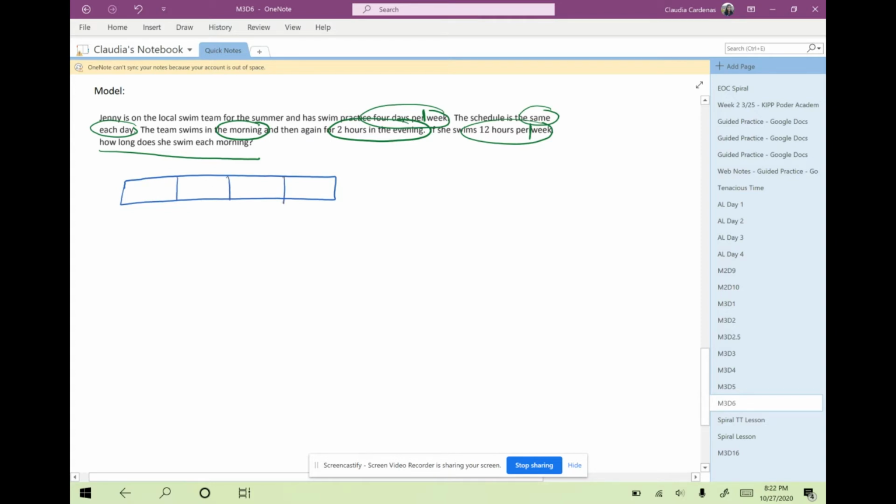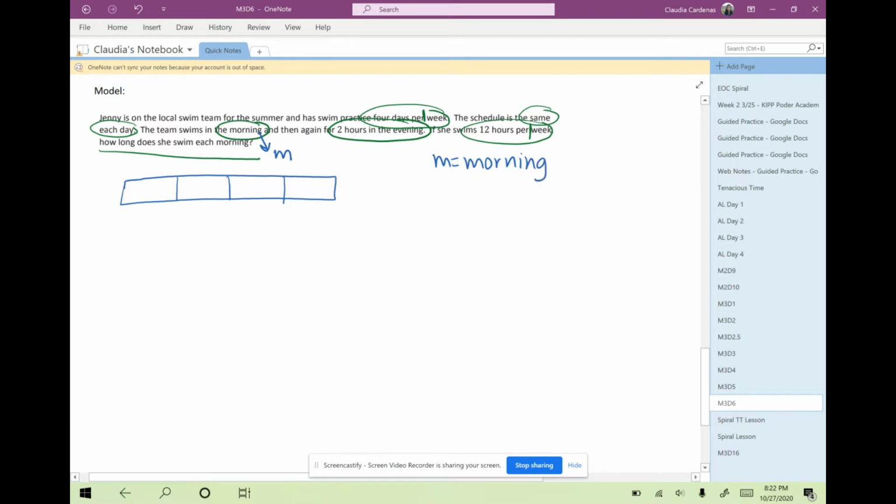All righty. Now the third sentence says that they swim in the morning and then 2 hours in the evening. Do we know how many hours in the morning? No. So what do we use to represent something we don't know? A variable. So what variable do we want to use? Well, since morning is missing, I'm going to use M for morning. So let's just write that over here, that M stands for the morning.